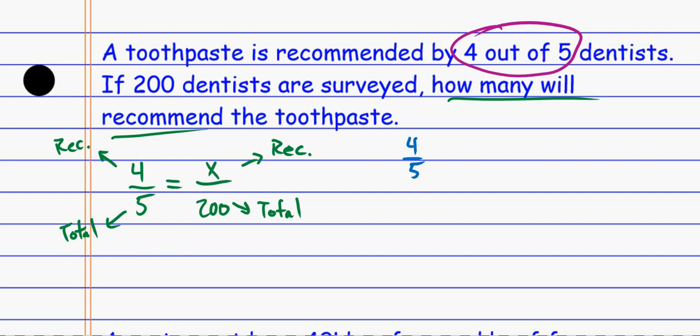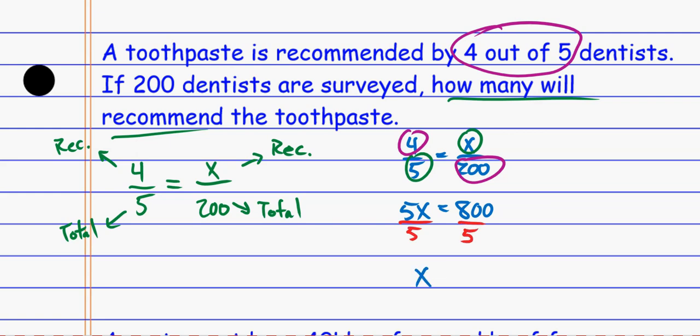And so let me rewrite this off to the side here. I'm just going to solve by cross multiplying. So here, x times 5 is a 5x. 4 times 200 is an 800. And now I'm just going to divide each side by that 5. Okay, going back to my algebra skills, undoing multiplying by dividing. And so I get 160, okay?